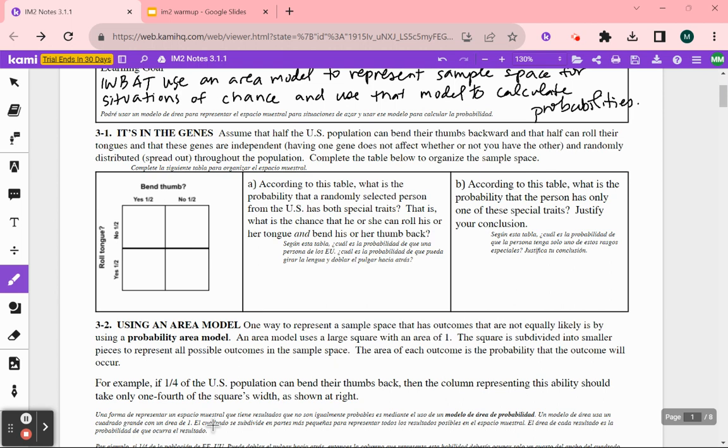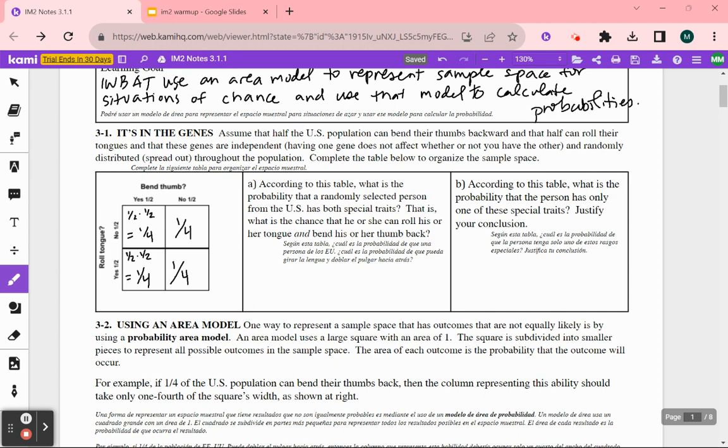Okay, so this is an area model. To do an area model, you multiply the edges to get the center. This is 1/2 times 1/2, which equals 1/4. This one is also 1/2 times 1/2 equals 1/4. They're actually all the same, which is not always, or even really often, the case.